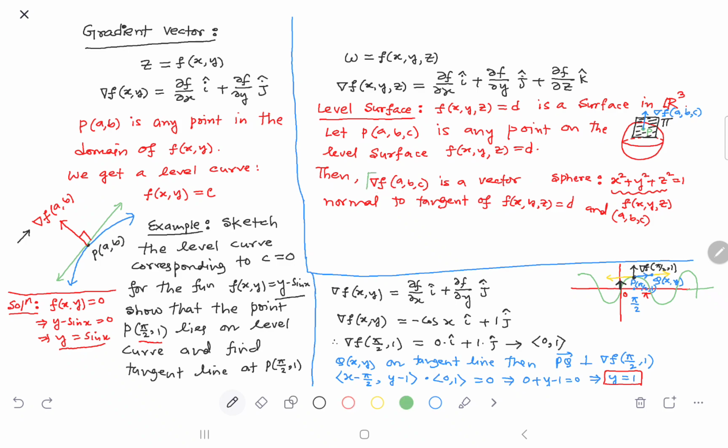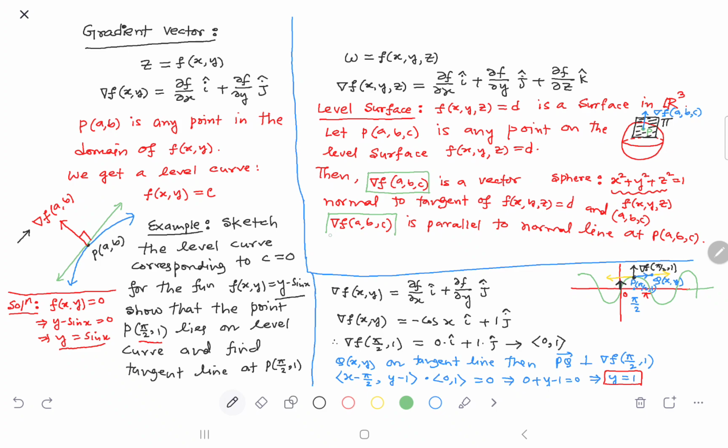So the gradient vector is perpendicular to the tangent line. That is very important. In a similar way, the gradient vector is parallel to the normal line at the point P(a, b, c) to the level surface. So this is very important.